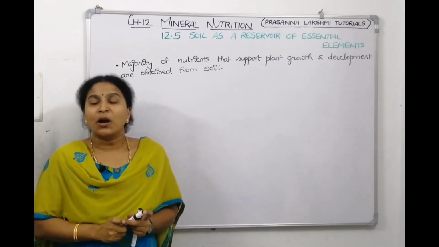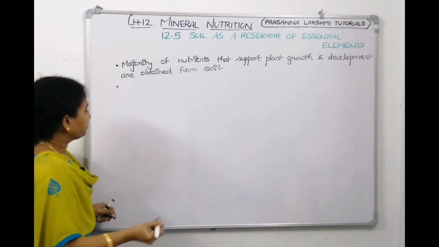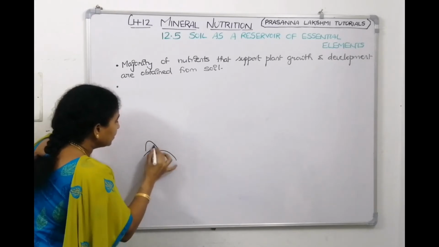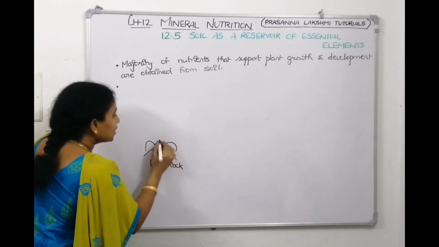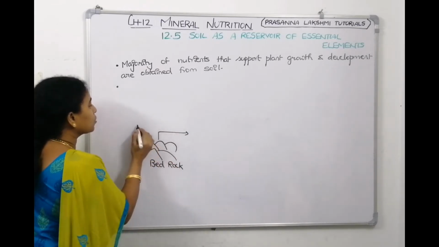Then how is soil getting those minerals? Formation of soil is called pedogenesis. Now, this is the bedrock. Now, this bedrock undergoes a process called weathering.